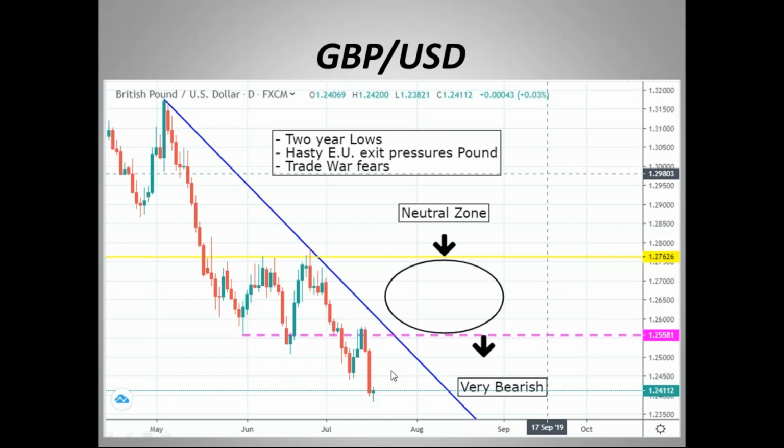So for key numbers, it's nothing to the downside except for newer move lows. We're making 2-year lows. Don't try and catch a falling knife. And when the pound drops down, like you saw how it fell here in the beginning of May, look at this slide here. It was red, red, red, red, red.